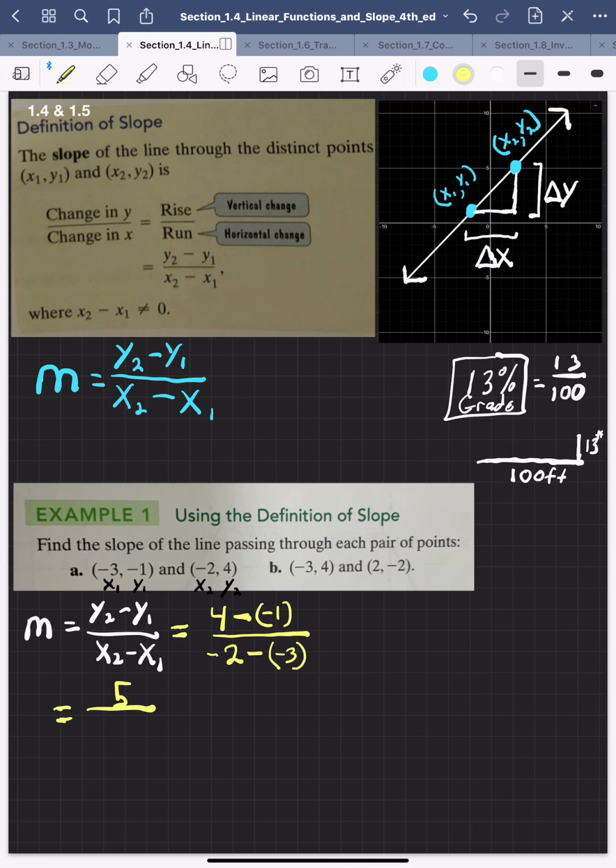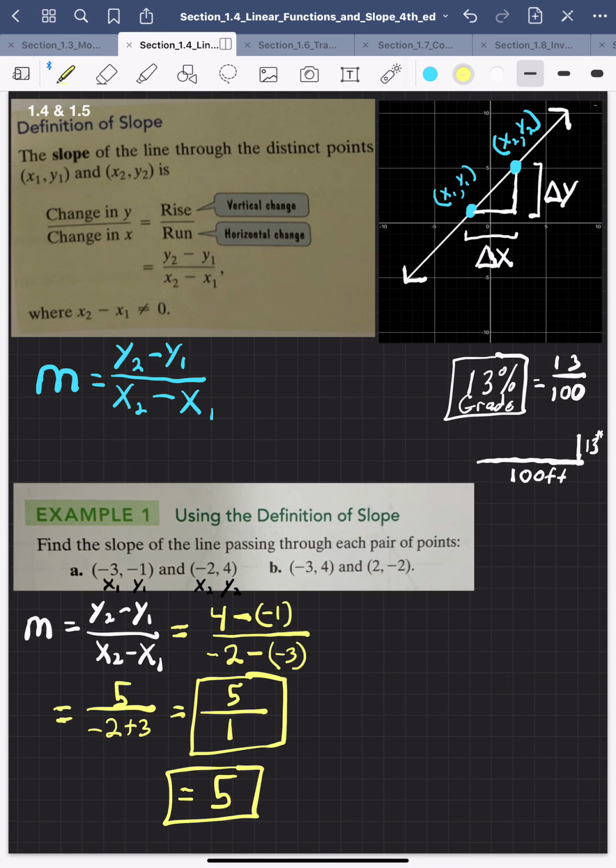All right, so now we have -2. There's that double negative again, so minus -3, so that's just plus 3. So the result is 5 divided by, well, 3 combined with -2 is 1. All right, so this is your slope. Normally you would just write that 5 divided by 1 is just 5. So normally you would write it like this, but nevertheless, that is the gist. That is how you find your slope.